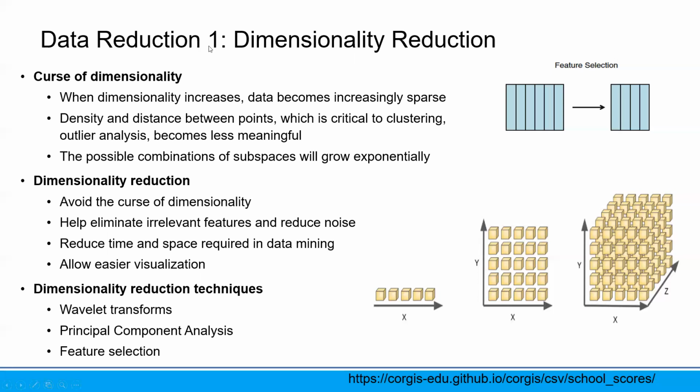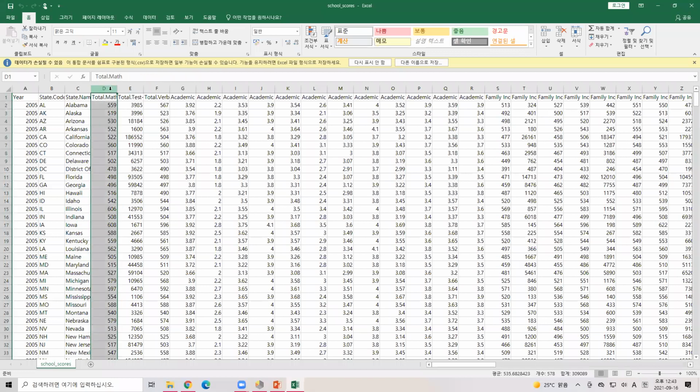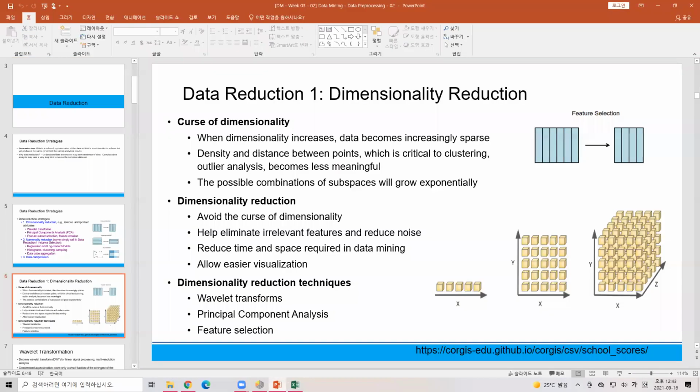The thing to consider later is the density and the distance between points. We will learn about this one. It is critical for one data mining approach, which is clustering and outlier analysis. It will become less meaningful when the dimensions are a lot. The possible combinations of subspaces will grow exponentially. If I want to know the correlation between this column and this column, you can see how many combinations we have. So it will consume a lot of time.